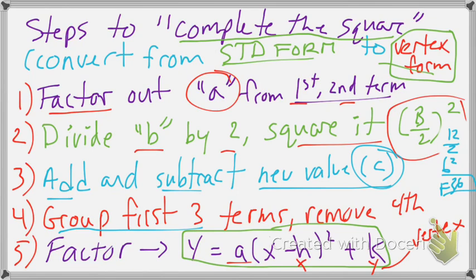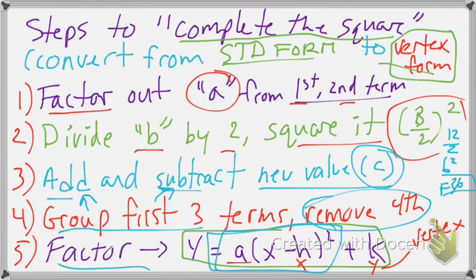And furthermore, the next step is to group the first 3 terms and remove the 4th. Now that's going to be your negative value. So you add the value, you subtract the value, and you take that subtracted value and you take it out of the equation, okay? Finally, you factor. This will always make a perfect square, always. That's why it's called completing the square.